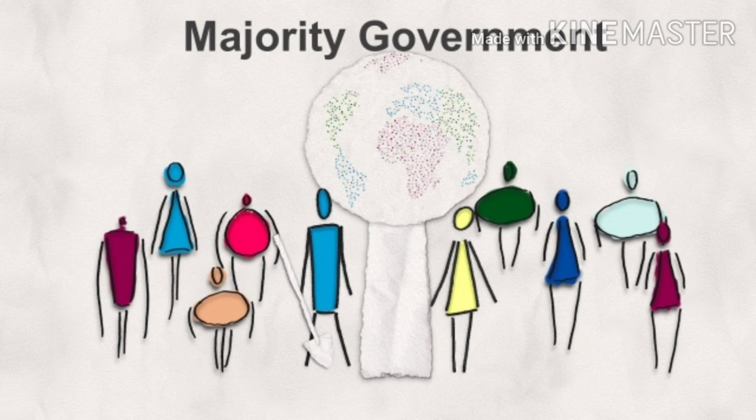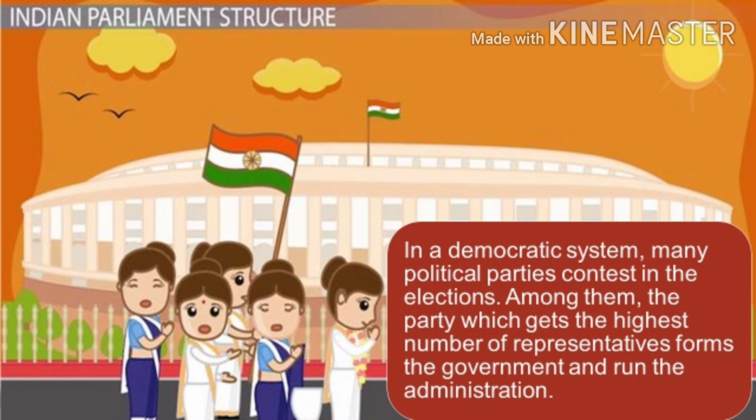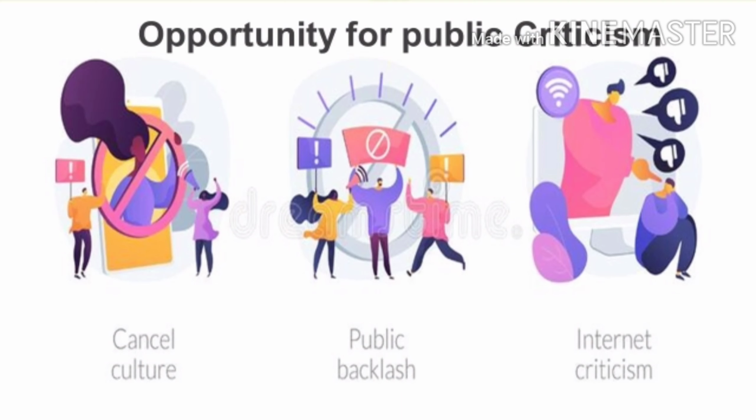The sixth fundamental principle of democracy is majority government. As you know, we live in a democratic system, and there are many political parties who participate in elections every few years. And everyone can't win the elections. So whichever party gets the highest number of representatives forms the government and runs the administration.